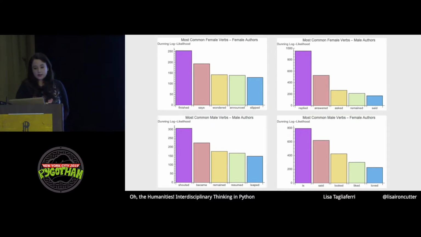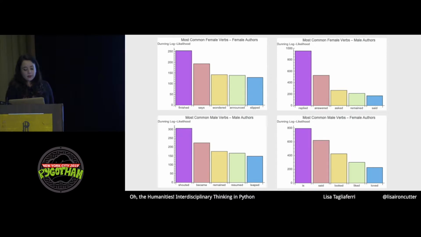We ran a Dunning's log likelihood with a number of parts of speech. In this case, it was verbs. The data show comparisons between how male and female authors write about male and female characters, respectively. We compared the difference in verbs that are used to describe characters based on the author's gender. One of the more interesting results was the distinctiveness of verb phrases applied to the different genders.